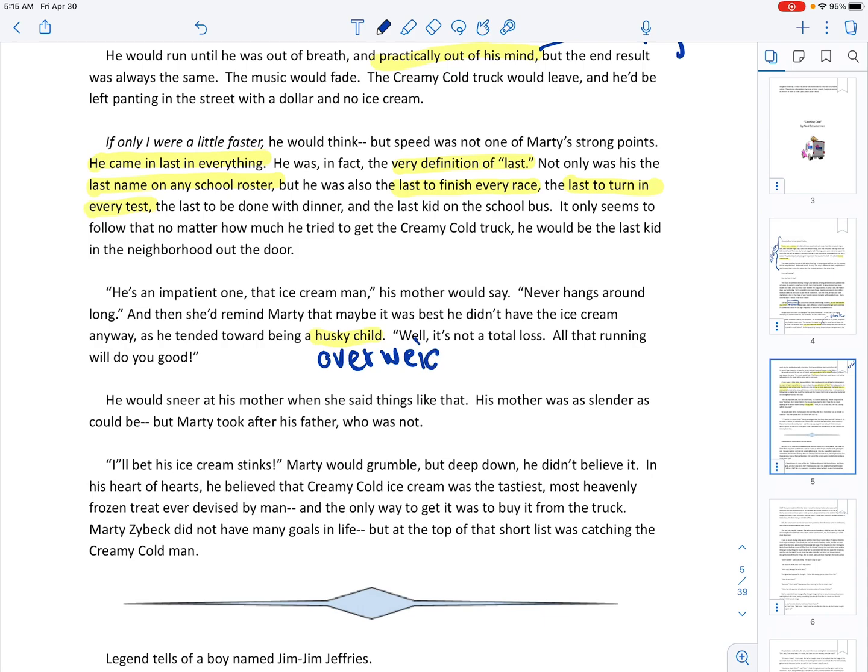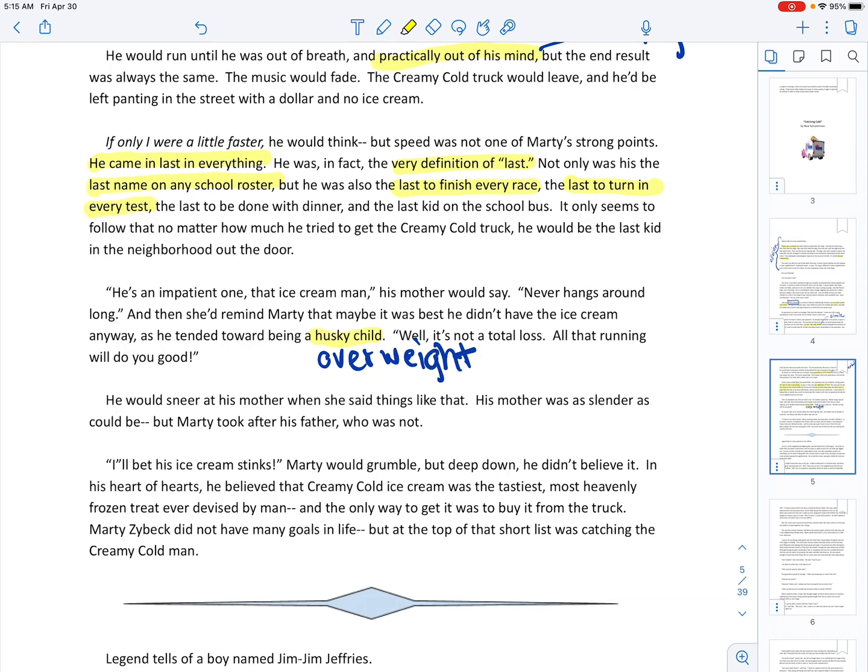So her point is, well, you don't need the ice cream, but at least as you're running, you're probably burning calories. He would sneer at his mother when she said things like that. His mother was as slender as could be, but Marty took after his father, who was not. "I'll bet his ice cream stinks," Marty would grumble.